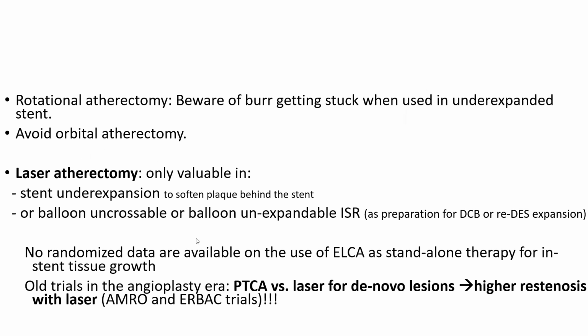I want to describe laser atherectomy. It's a very misunderstood point. Laser atherectomy only has a value in the in-stent restenosis field in case of stent underexpansion, to try to soften the plaque, heavy fibrosis, or calcium behind the stent, or in cases of balloon uncrossable or balloon unexpandable in-stent restenosis. So you have in-stent restenosis, but no balloon can cross it, or no balloon can loosen it. It's very heavily fibrotic. So you can do laser atherectomy in those 2 cases. In the second case, as a preparation for DCB or repeat DES.